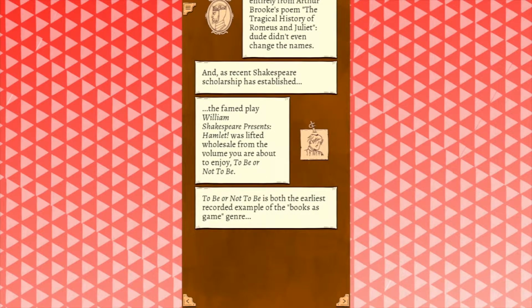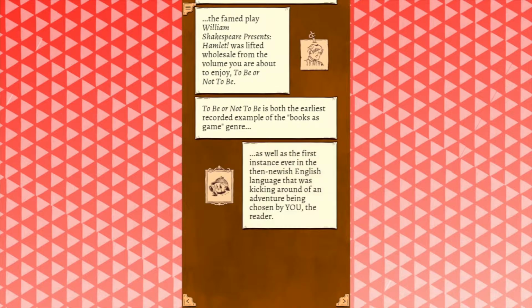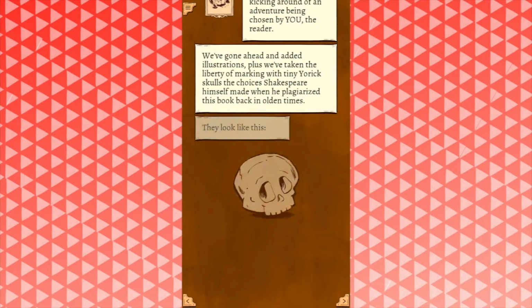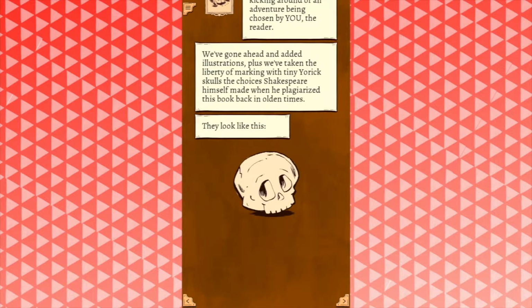To Be or Not to Be is both the earliest recorded example of the books-as-game genre, as well as the first instance ever in the newish English language of an adventure being chosen by you, the reader. We've gone ahead and added illustrations. Plus, we've taken the liberty of marking with tiny Yorick skulls the choices Shakespeare himself made when he plagiarized his book back in olden times. They look like this. Ooh.